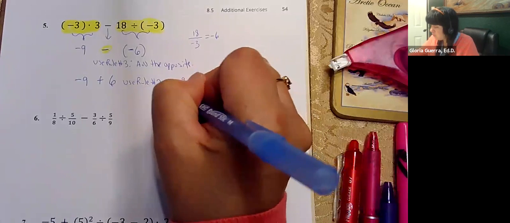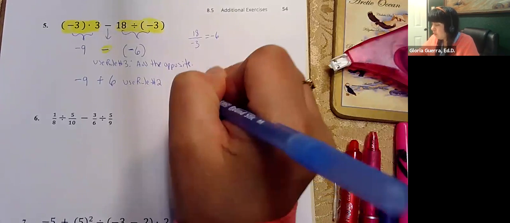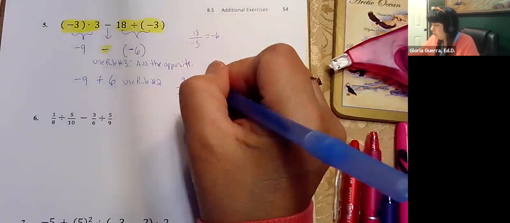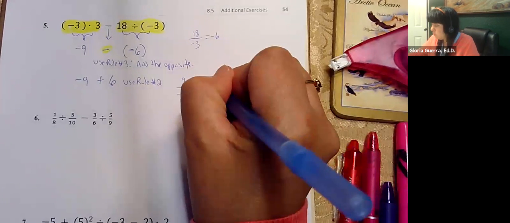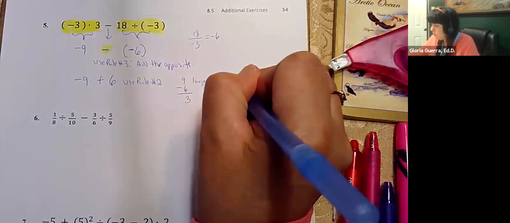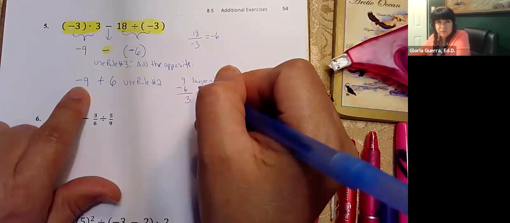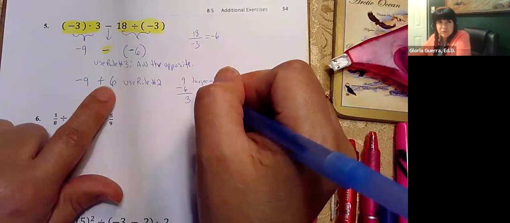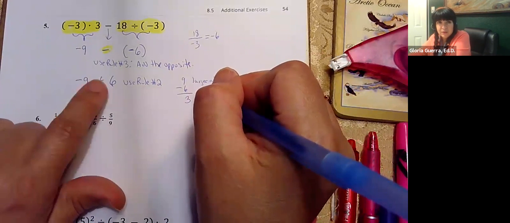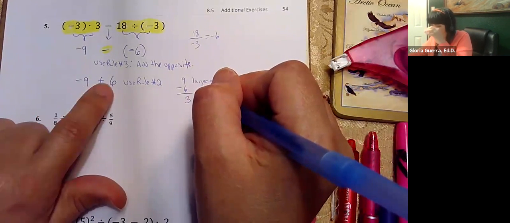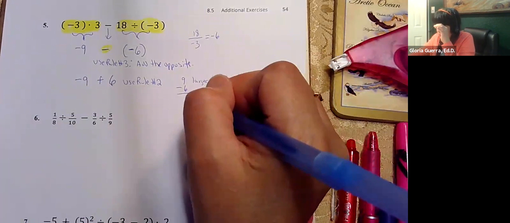9 minus 6 is 3. And then you're going to keep the sign of the number with the larger absolute value. 9 is bigger in distance from 0 than 6, so this sign beats out this sign. The negative beats out the positive. So it's going to be -3.